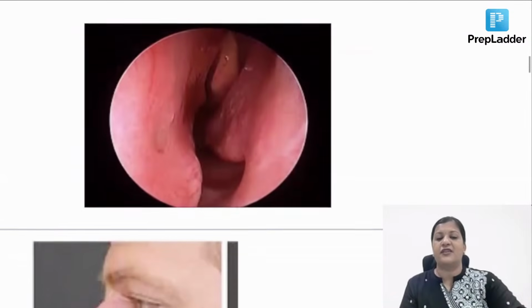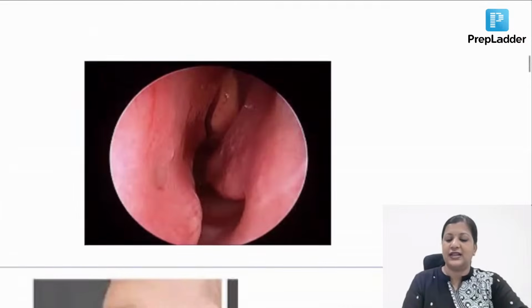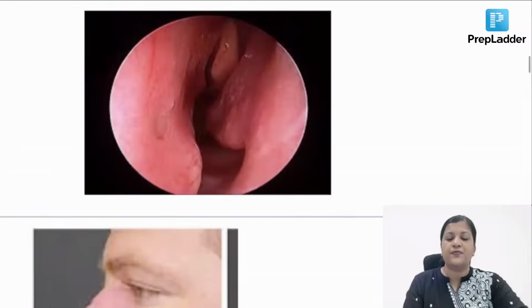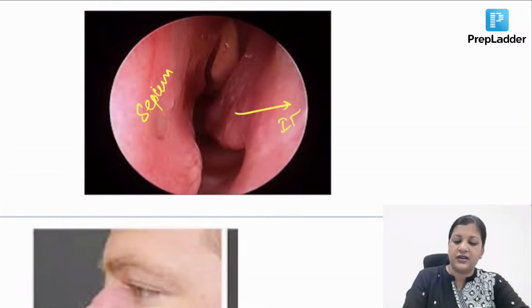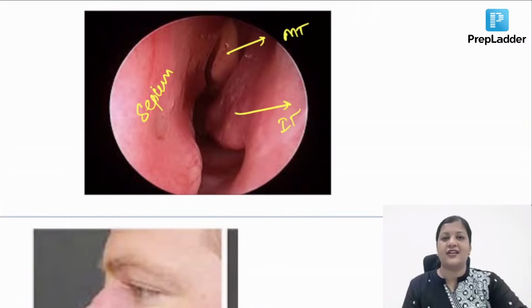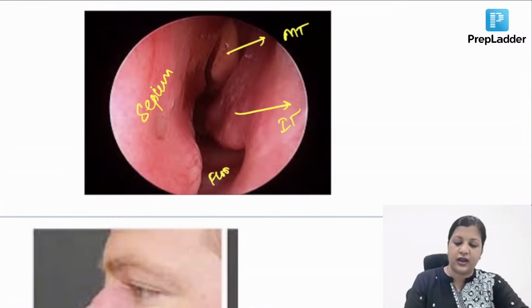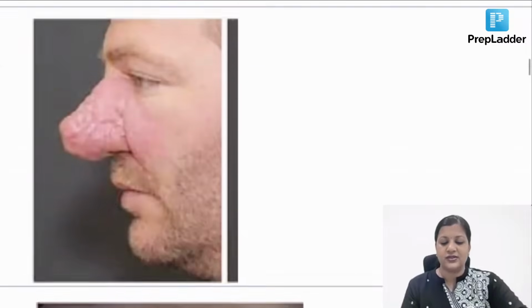Below the turbinates, we have the meatus. So what we saw here, this is the right nasal cavity and what we are seeing here is the left nasal cavity. So if we see the left nasal cavity inside picture, what are we seeing? This is nothing but your septum. Okay. This is nothing but your inferior turbinate. This is nothing but your middle turbinate. Got it? So we have the septum, we have the inferior turbinate, middle turbinate. This is the floor and we cannot see the roof or the superior turbinate at the moment in this endoscopic image. Okay. So now let's go to the next image.